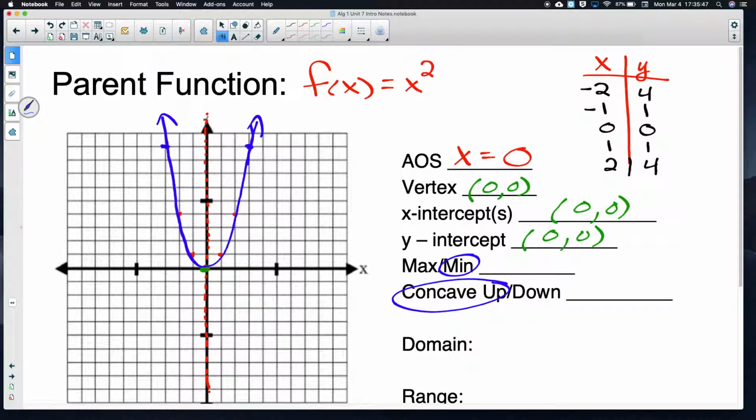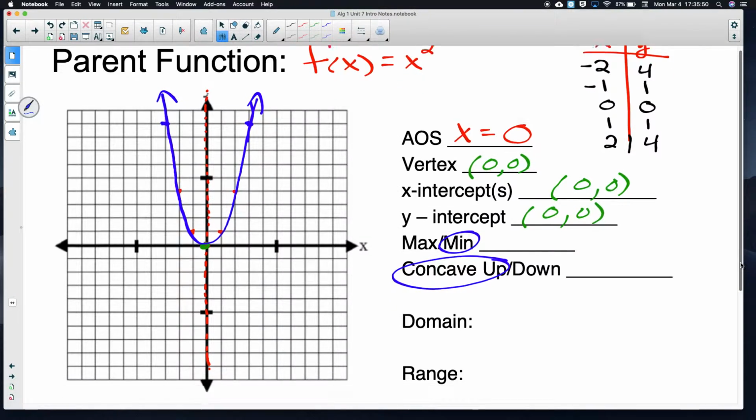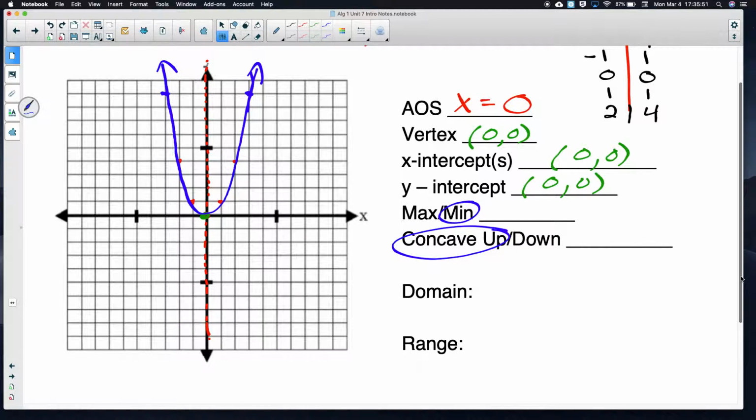So remember, domain, that's asking, okay, what are my inputs here? So domain, think your inputs. What can I plug in for x? Well, I don't have any restrictions on what I can plug in for x. So my domain is any number between negative infinity and infinity.